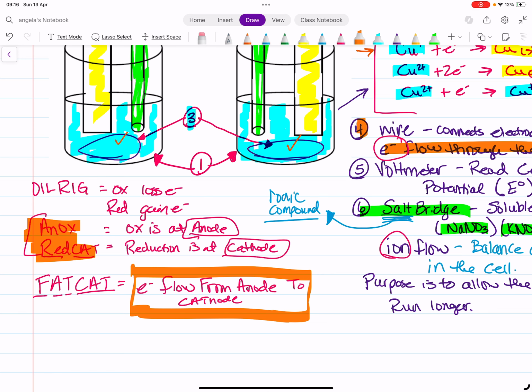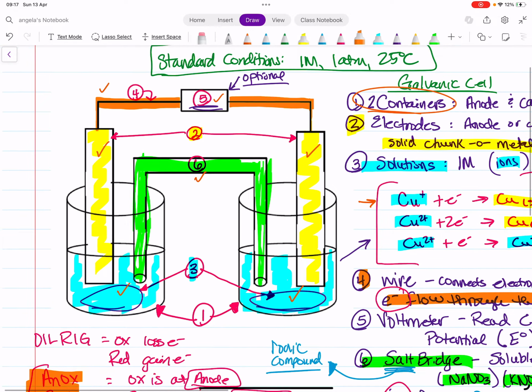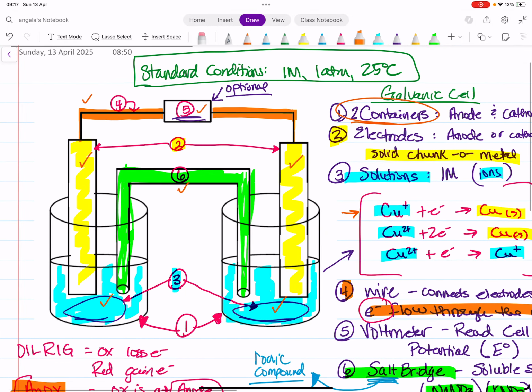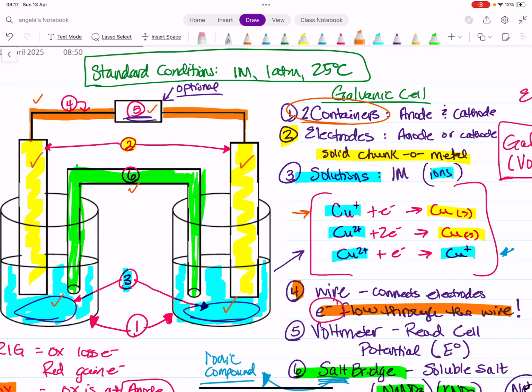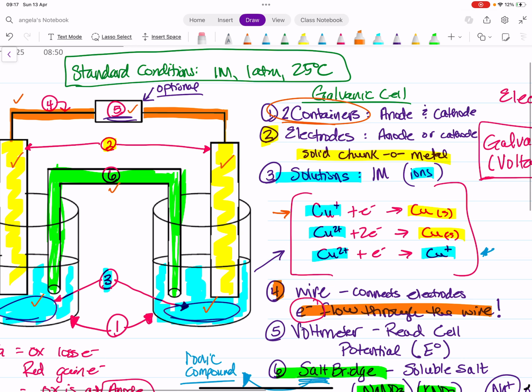Okay. All right, so this is your basic information on a standard cell potential, the bits and parts of it, because coming up I'll make another video where we will actually build a cell and I'll show you how to do that and how to make that happen. I just really want to emphasize that your electrodes are a solid chunk of metal. They are not ions. And your solutions are 1 molar.